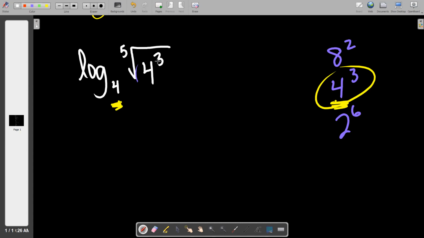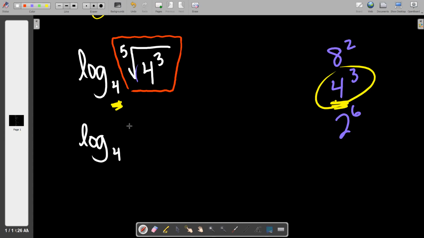And then what I'm going to do is follow my own instructions and rewrite this quantity in this red box as something that does not have a root on it, but rather an exponent. So I'm going to rewrite this whole math problem as log base 4 of 4 to the 3/5 power. See how it's all coming together? What is the answer then? Good. Any questions on that? Okay.